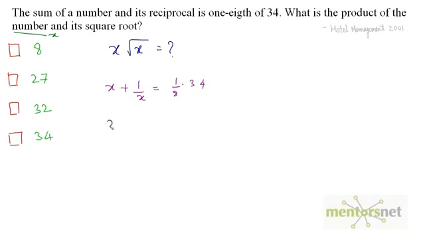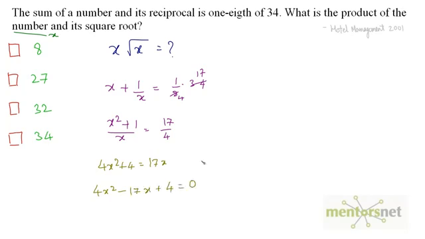On the left hand side we can write x square plus 1 by x, is equal to, we can reduce this, 2 times 4 is 8 and 2 times 17 is 34. So 17 by 4. We can write this as 4x square plus 4 is equal to 17x. Moving this 4 to the left and x to the right, 4x square minus 17x plus 4 is equal to 0. If you solve this quadratic equation using the formula, you get x as 1 by 4 and x as 4.